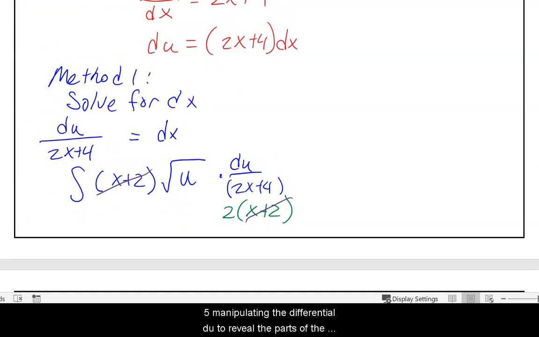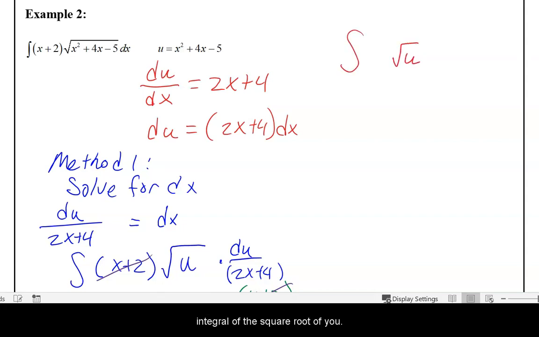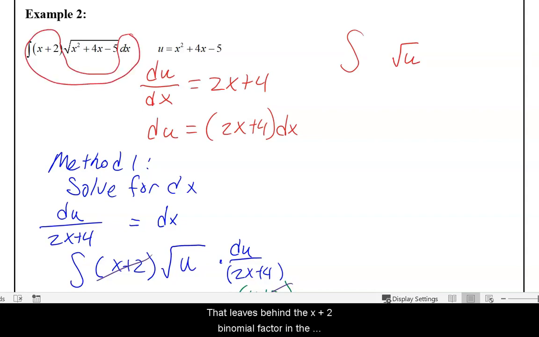by manipulating the differential du to reveal the parts of the integrand that were not a part of u to begin with. When I look at the original and I let u be the radicand, then I know that I'm going to be able to rewrite this as the integral of the square root of u. That leaves behind the x plus 2 binomial factor and the differential dx. Now you look at the differential du and you see if you can find an x plus 2 binomial factor already present in the differential du. And in fact, I can.